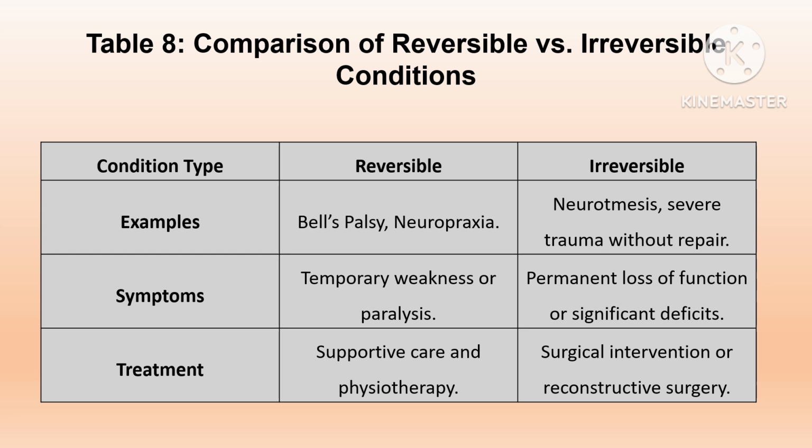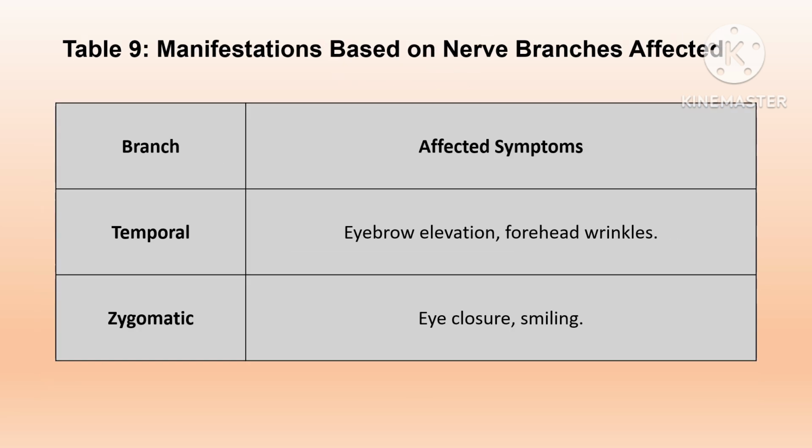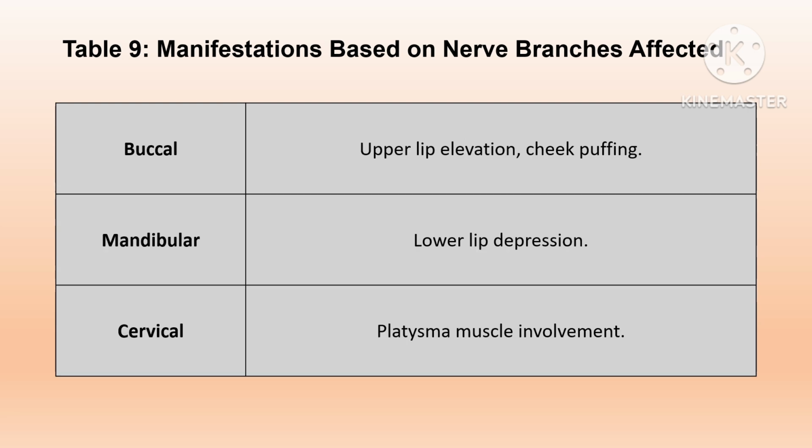Manifestation based on the nerve branches affected. First of all, when the temporal branch is affected, the forehead and the eyebrows are affected, causing them to droop. In case when the zygomatic branch is affected, it affects the eye, making it difficult to close. Buccal branch affects the upper lip and cheek, making it hard to smile. Mandibular branch affects the lower lip and mouth, causing them to droop. And cervical branch affects the neck, causing problems with neck movement as it affects the platysma muscle.